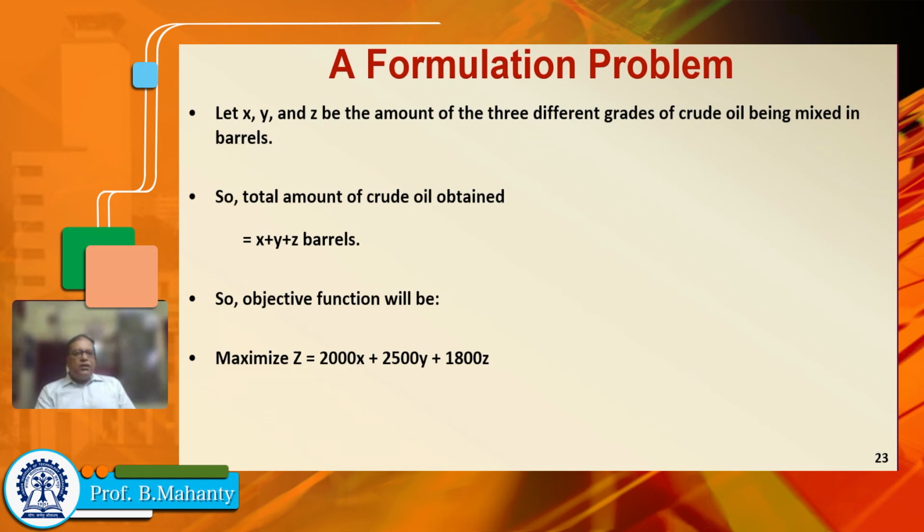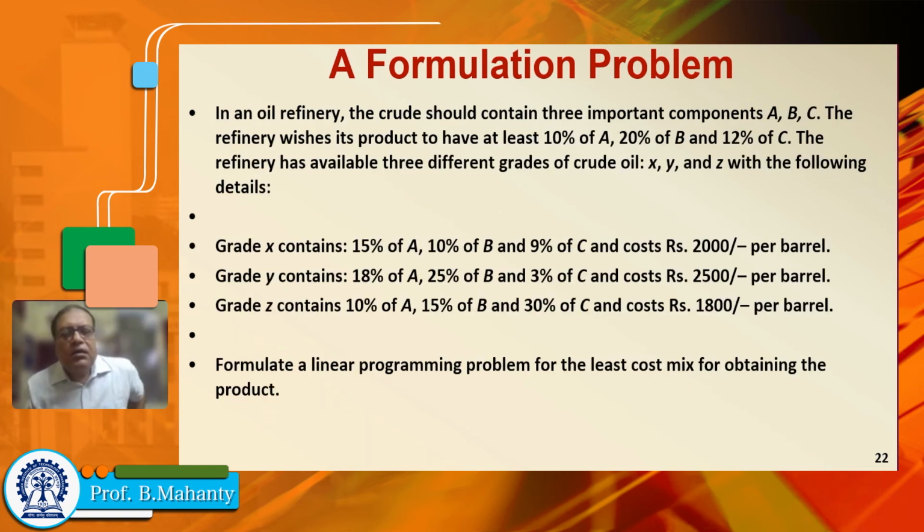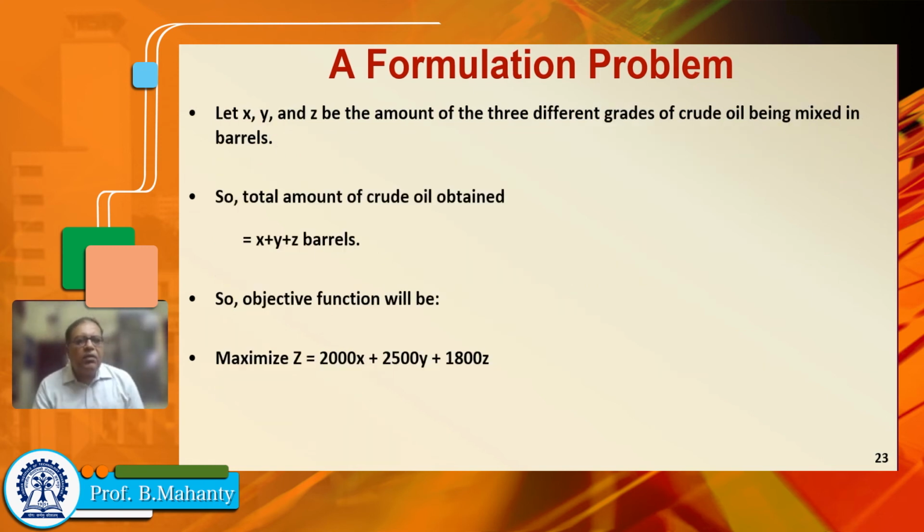All right, so this is how it goes. Let X, Y, Z be the amounts, these being 2000 rupees per barrel. So this is how the objective function is formed. In this case, I think it won't be maximized, it will be minimized.